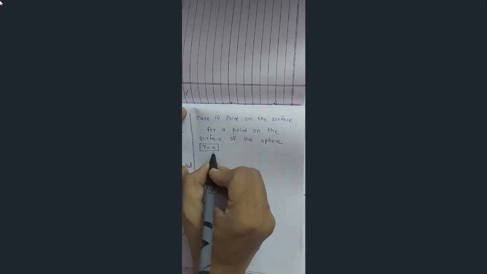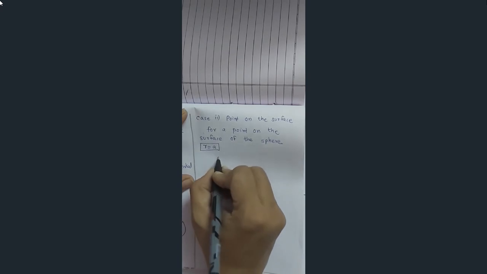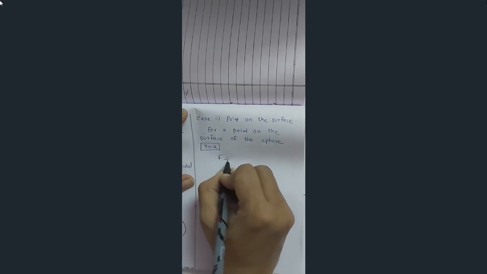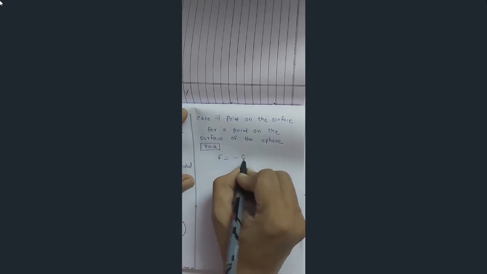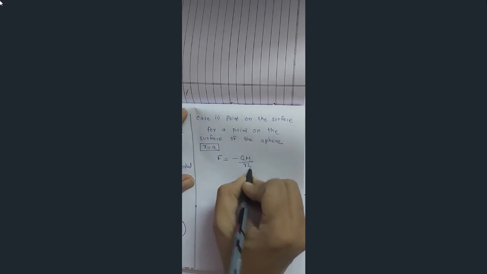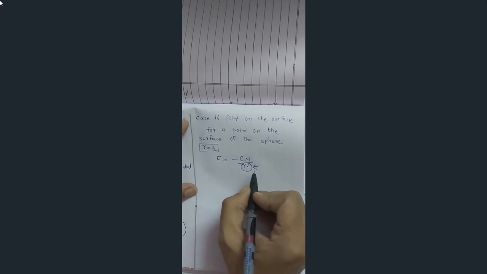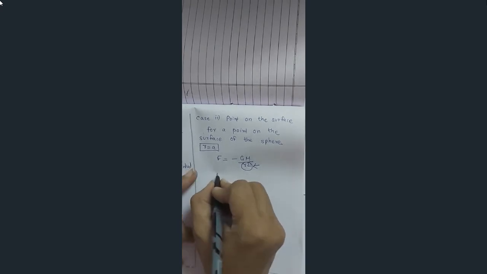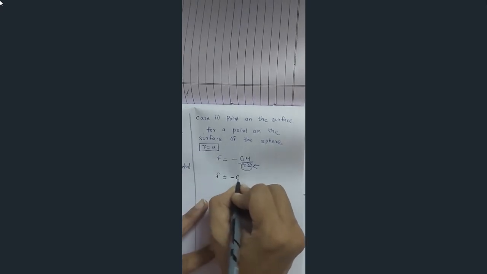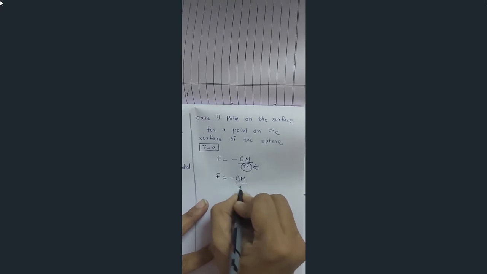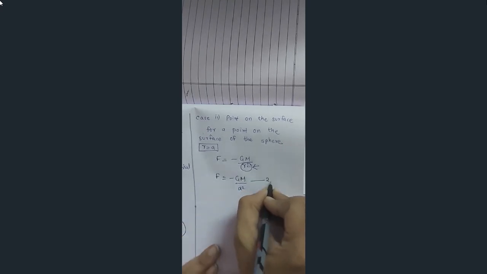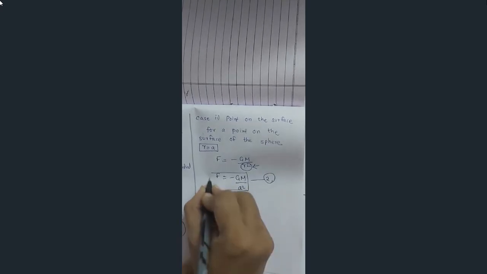When r equal to a, just substitute in the above equation. So we obtain F is equal to minus, we already got GM upon r square. In place of this r, we are just going to substitute it by a. So gravitational field becomes F is equal to minus GM upon a square. This is our equation number 2.